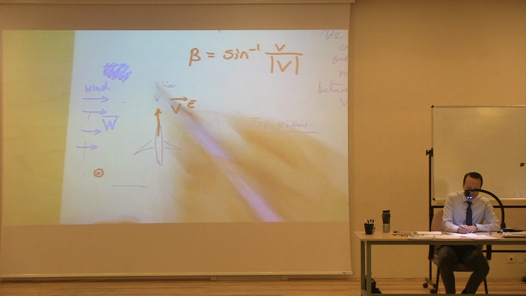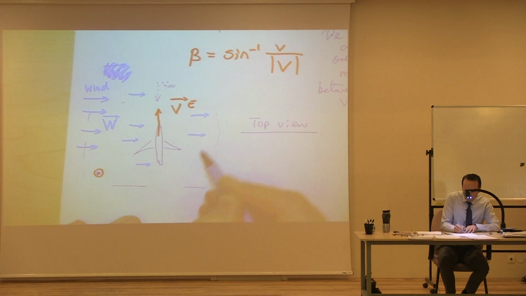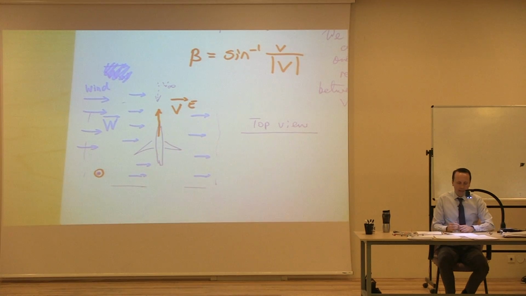So the atmosphere is not still, the atmosphere has this velocity everywhere. And the velocity of the airplane is this one. Good. What is V infinity? Can you plot V infinity? V infinity is the velocity of the air particles that moves towards the airplane, isn't it?